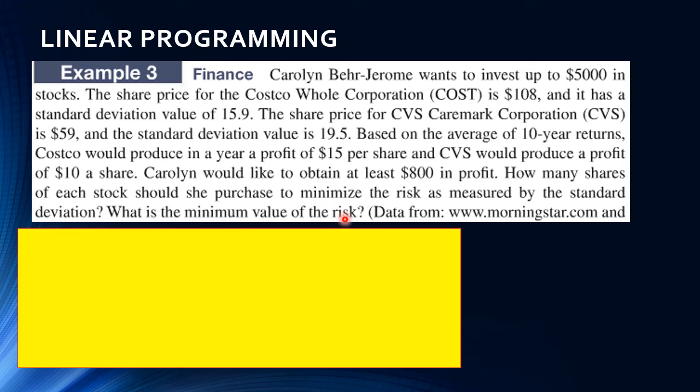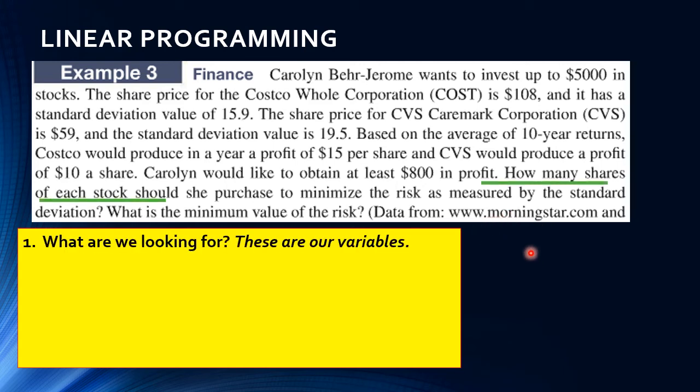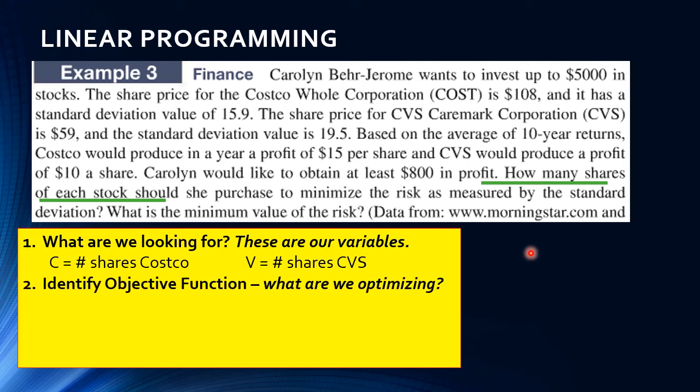Okay, so let's look at what we need to do. The first thing is, what is our question? How many shares of each stock? Well, we have CVS stock and we have Costco stock. Here we're going to make C equal Costco stock and V equal CVS stock. What is our objective function? What are we trying to maximize or minimize? We're trying to minimize the risk, the risk per standard deviation.